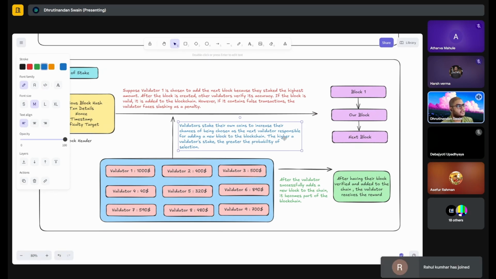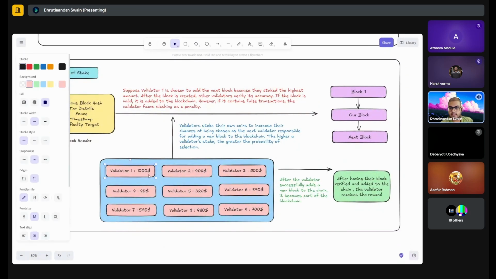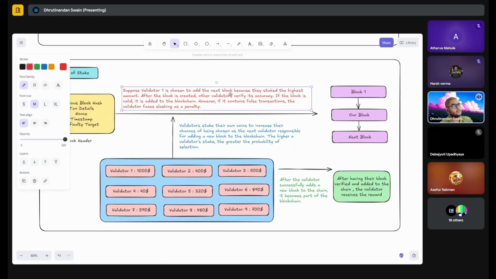The higher a validator's stake, the greater the probability of selection. As I said, a lead validator is responsible for adding a new block to the blockchain, and the higher the individual validator stakes his or her own money, the greater the probability of selection as the lead validator. So let's suppose validator one is chosen to add the next block. As you can see, validator one staked the highest, $1,000 or 1,000 coins, so it is chosen to add the next block because they staked the highest amount.